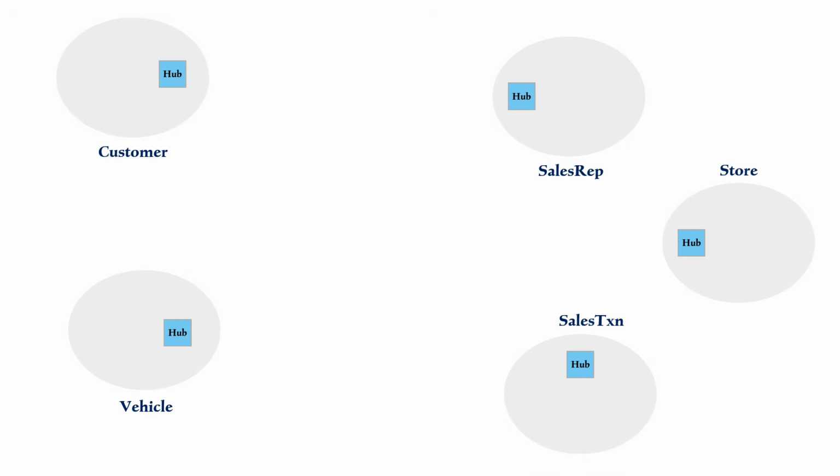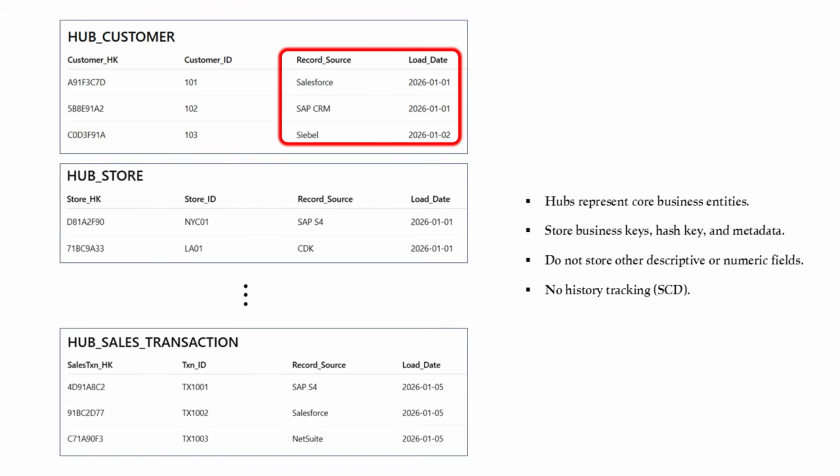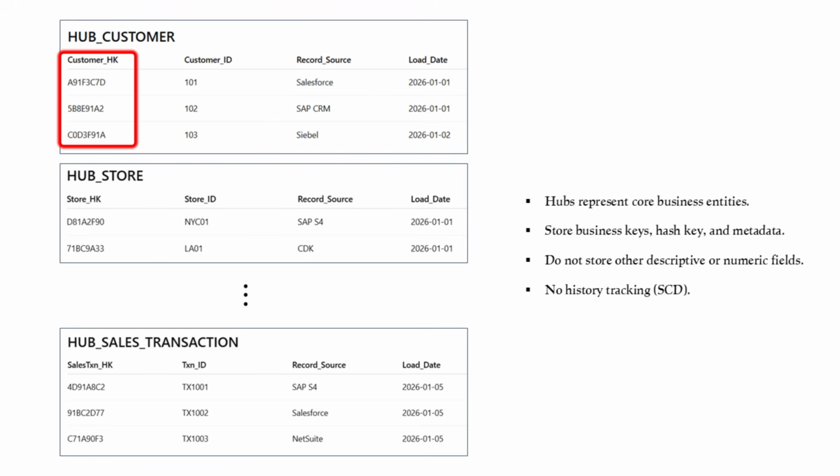We start by identifying the core business entities such as customers, vehicles, stores, sales representatives, and sales transactions, and model them as hubs. Hubs store only unique business keys, along with basic metadata like load date and source system, and they also include a hub hash key to uniquely identify each record, similar to a surrogate key in other models. It is important to note that hubs do not store descriptive attributes. Those are handled in satellites, so there's no concept of history or slowly changing dimensions in hubs.